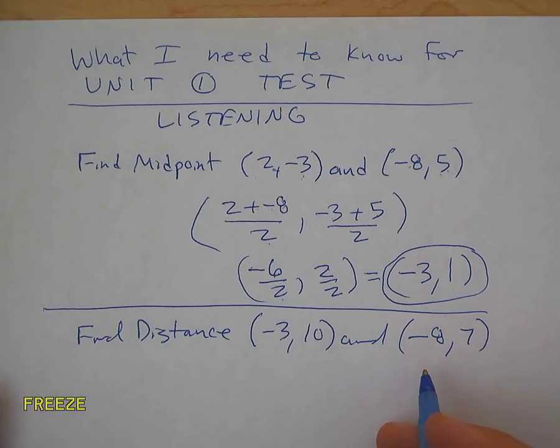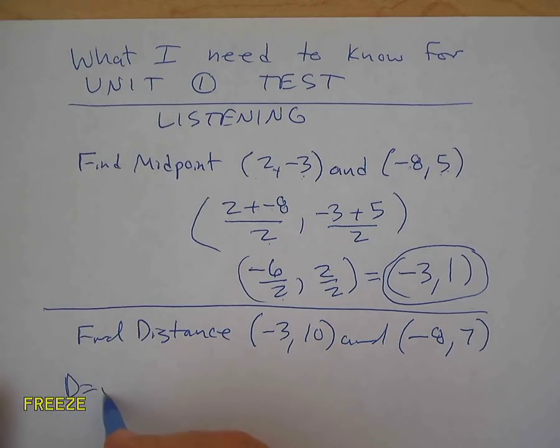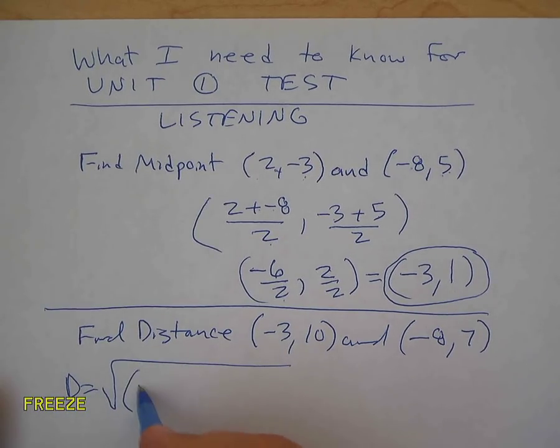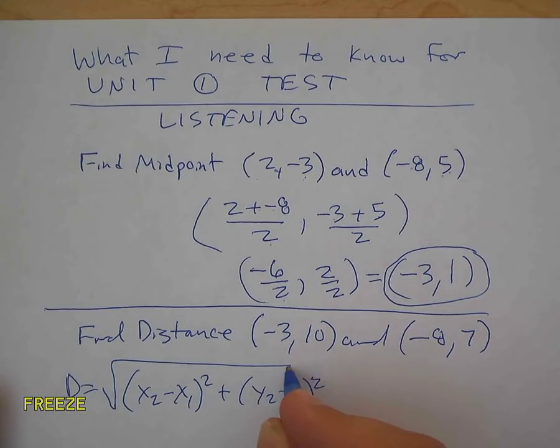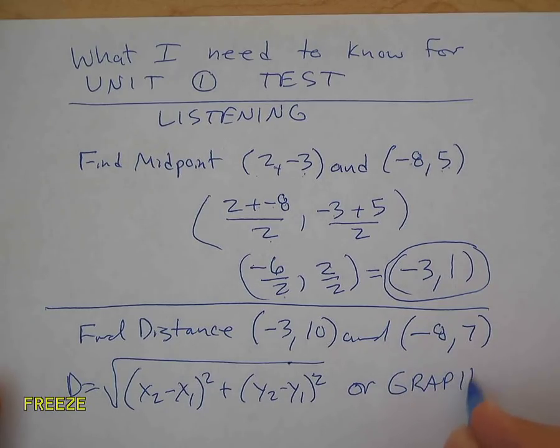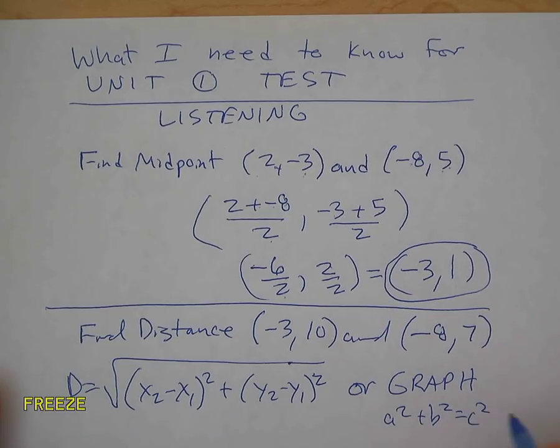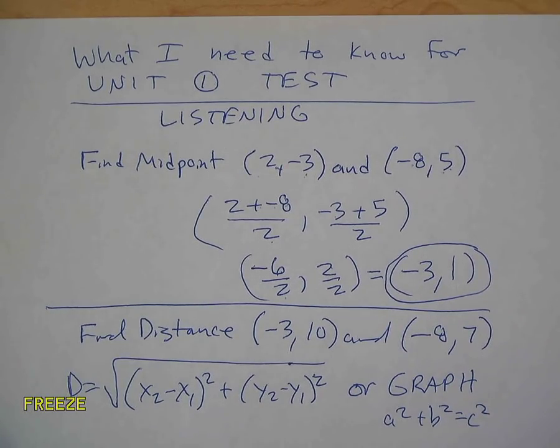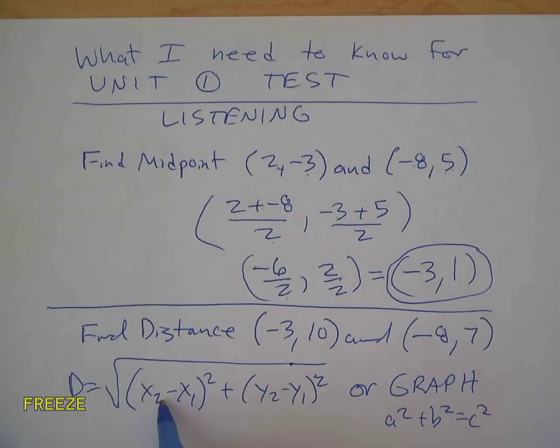I could use the distance formula, which is: distance is the square root of (x2 minus x1) squared plus (y2 minus y1) squared. So I could do it that way. Or I could graph and use a squared plus b squared equals c squared. So I could do either one of those ways. Okay, I'm going to show you this way first.